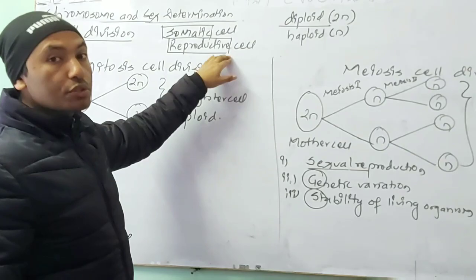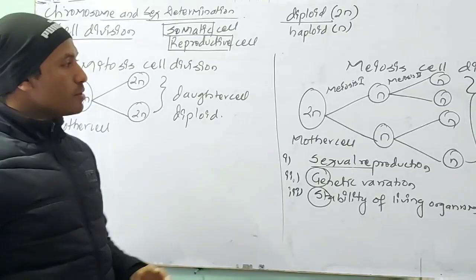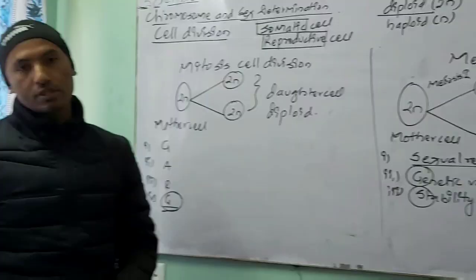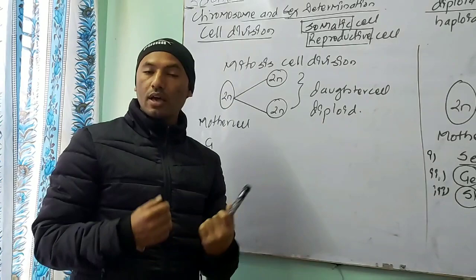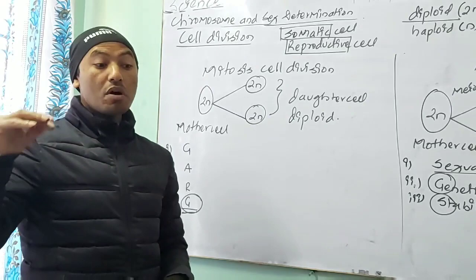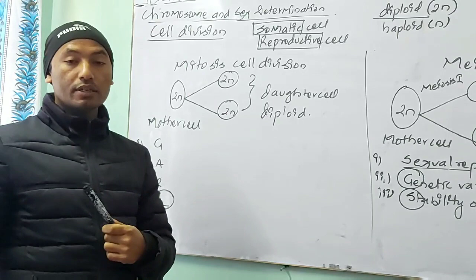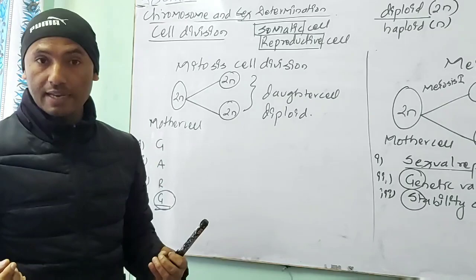Genetic variation. During meiosis cell division, there are different stages that we are not going to study in our chapter. Among them, in meiosis first, in prophase first, there occurs crossing over. Due to this crossing over, the living organism gets mixed characteristics that vary the living organisms from one another. You can see your mom and dad looking different, and you looking different. You have the characteristics of both your mom and dad. The crossing over results in genetic variation.